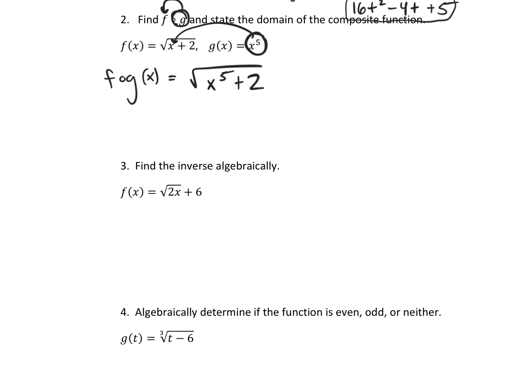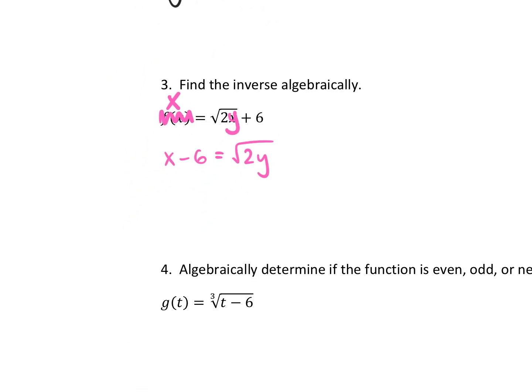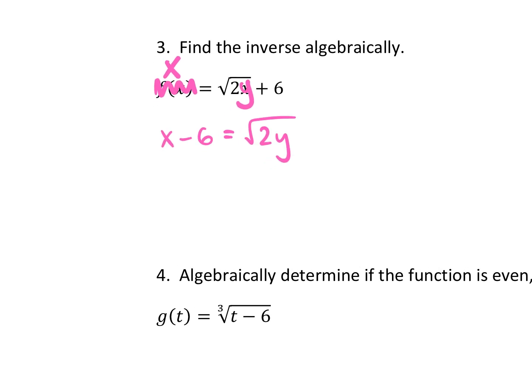For number 3, we want to find the inverse. To find the inverse, we're going to switch x and y, and then solve for y. So f of x is just a fancy way of saying y, so I'm going to make that x, and I'm going to change x to be y. So we have x minus 6 is equal to the square root of 2y. Just move the 6 to the other side. We're trying to get y all by itself. How do I get rid of the square root? Square both sides. So I'm going to square this side and square this side.